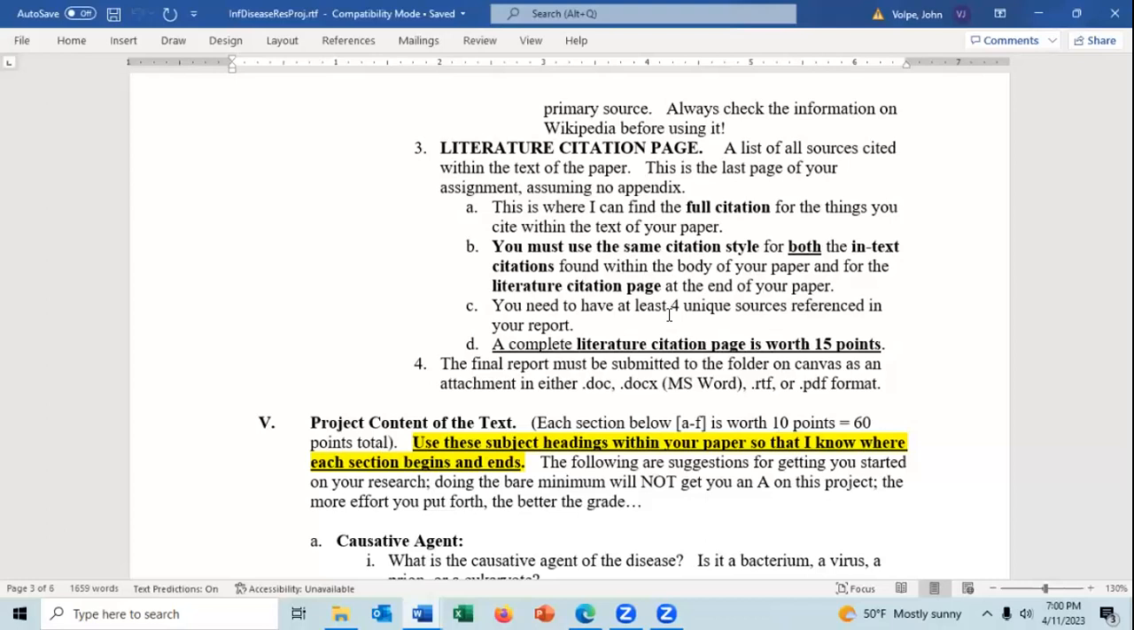Any questions about any of that? All right. Your literature citation page, meaning your formal references, will be worth 15 points, and it must include the full citation.